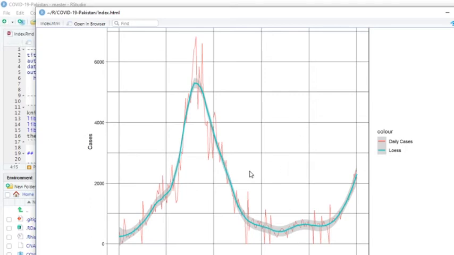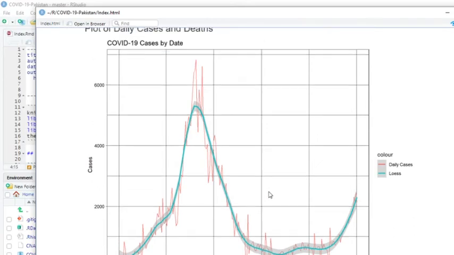Hopefully this is just a speed bump, if you will, an anomaly. Hopefully these numbers are not a real trend, but just a minor, maybe a backlog of previous cases or something like that.